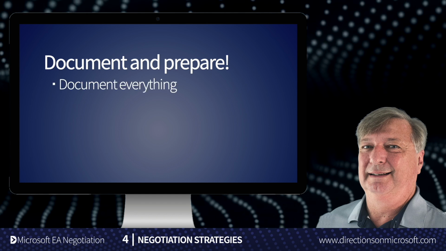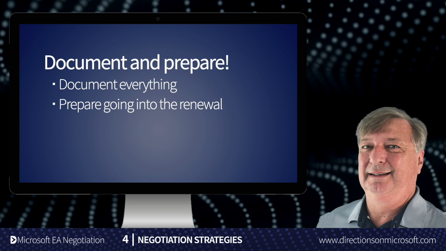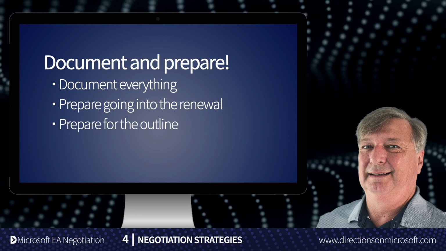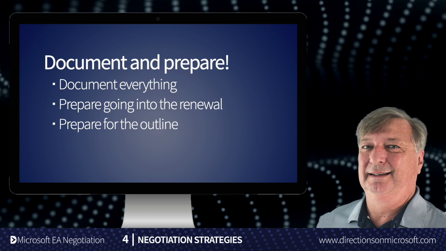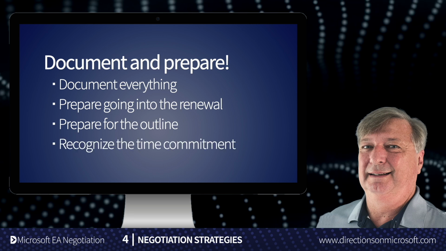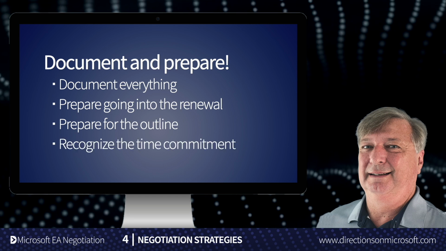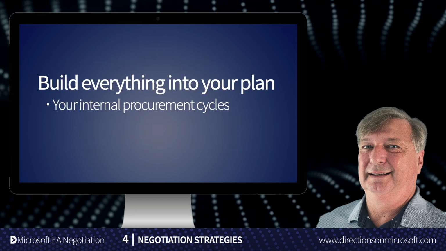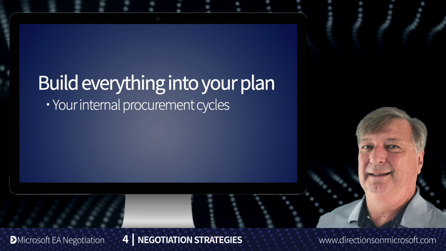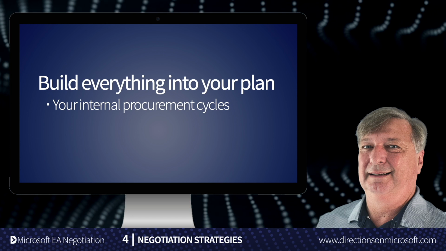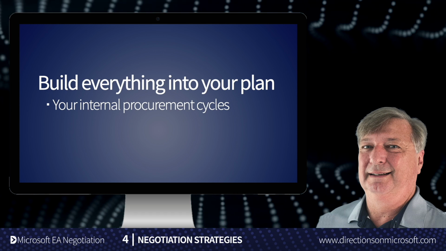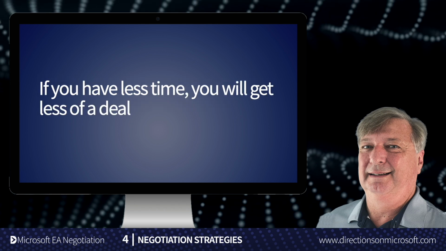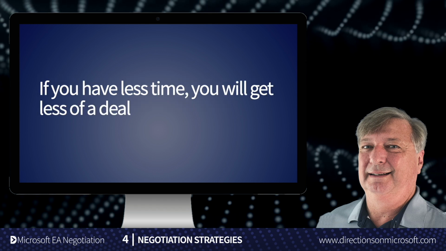Document everything that you have, prepare going into the enterprise agreement renewal, prepare for the negotiation outline, and then recognize this negotiation is going to take time. It's going to take 3 months to negotiate. You might have a procurement cycle that takes 2 days or 6 weeks to get the deal approved internally. You need to build that into the plan. If you have less time, you're going to get less of a deal.